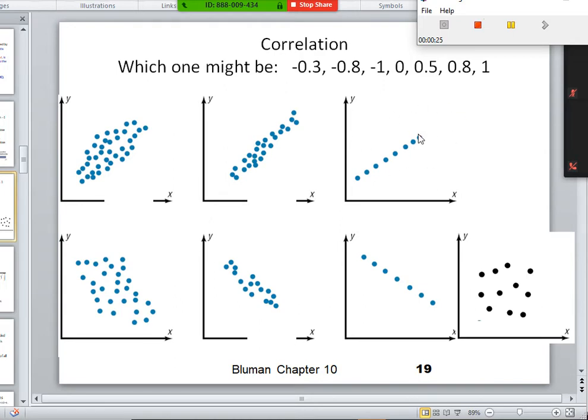Which one has a perfect negative correlation? -1. The sixth one, good. Yep. And then, which one has a 0 correlation? Private chat it.